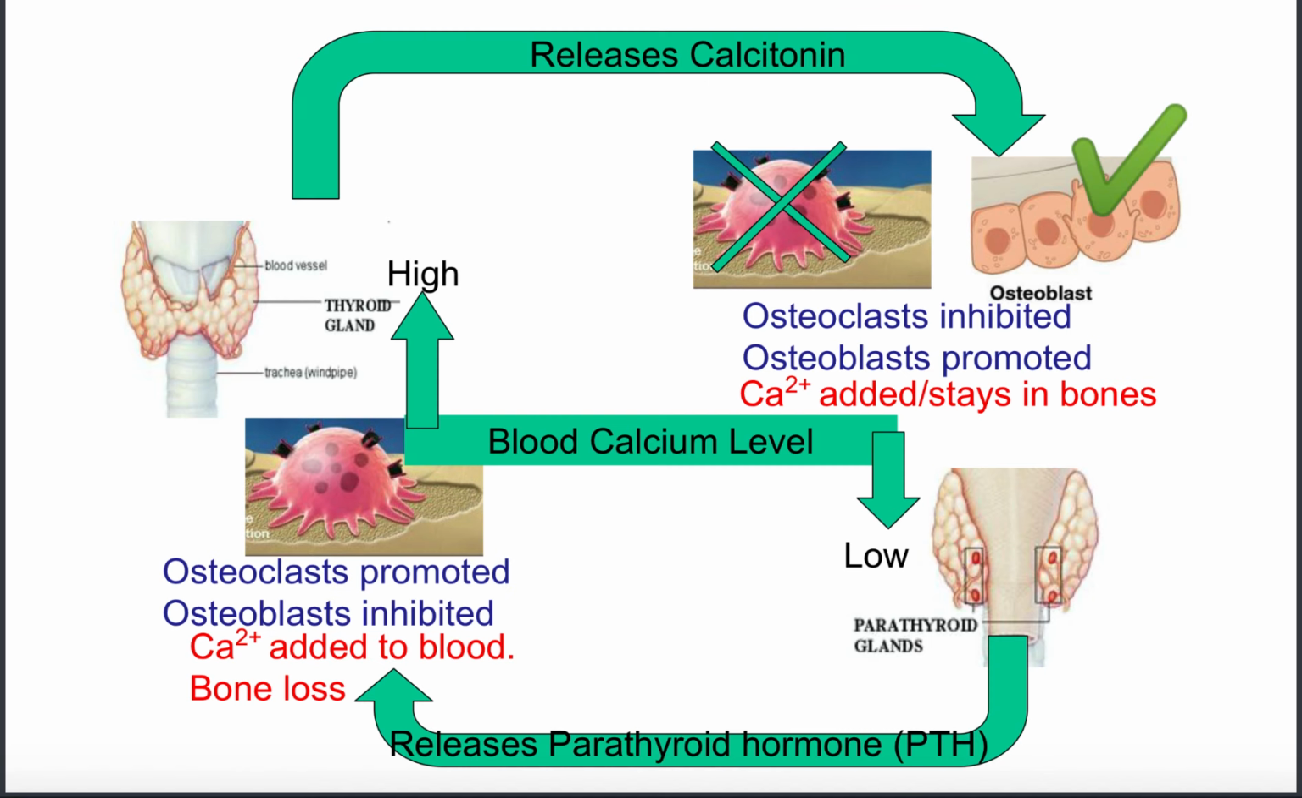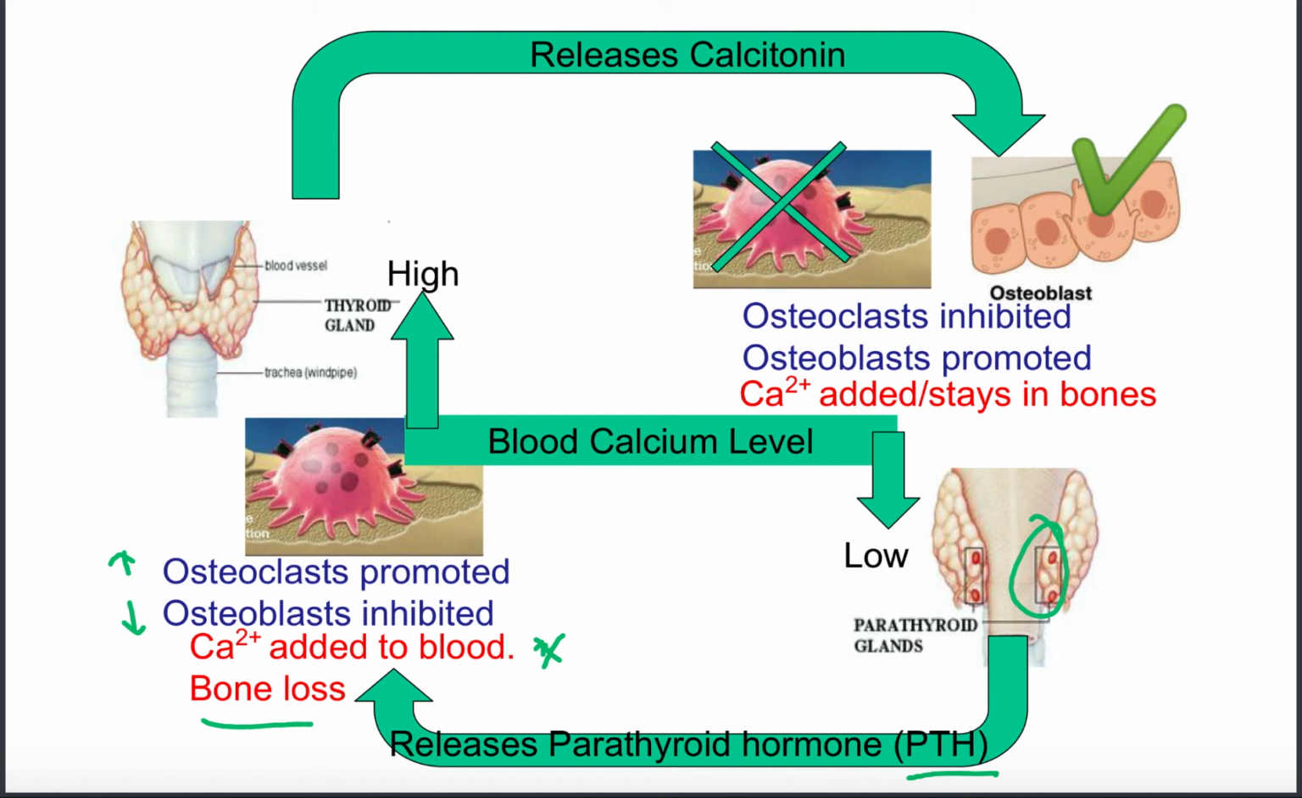All right. So here's what happens. Let's say your calcium level drops. All right, that means we need more calcium to maintain homeostasis to get that calcium level back up to normal. So calcium level drops, our parathyroid gland releases PTH, and that's going to increase my osteoclasts and decrease my osteoblasts. And as a result, I'm going to have some bone loss, but what's really important is I'm going to have calcium added back to my blood. That's going to help raise my blood level of calcium back to normal.